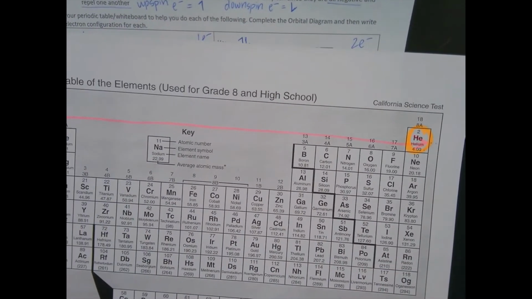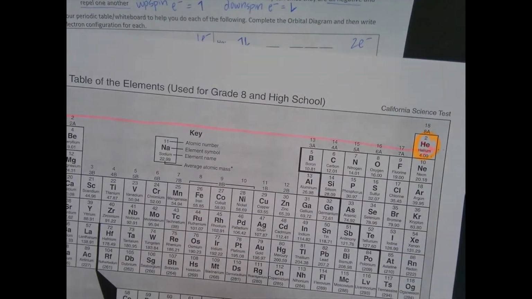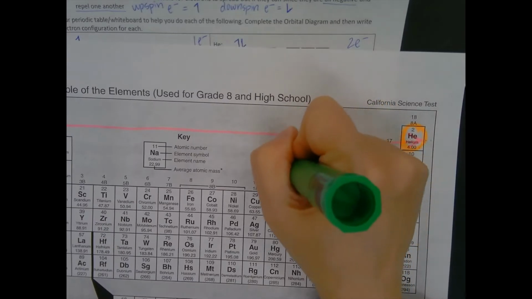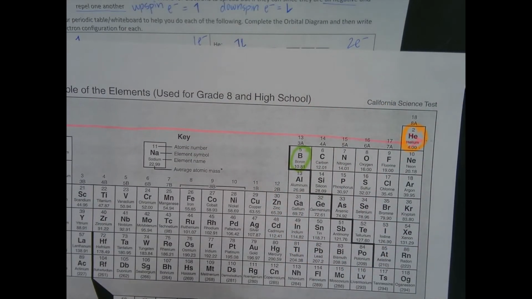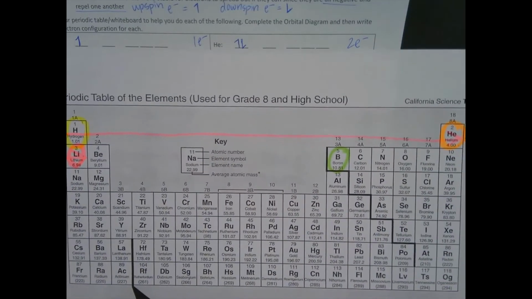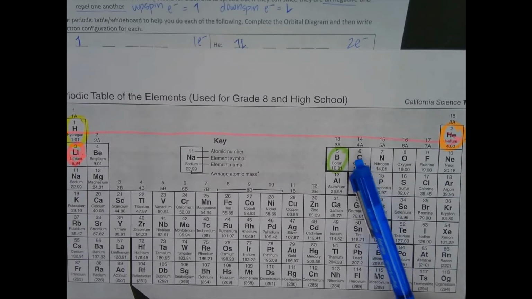Okay, let's keep moving. Let's look at boron. So boron now is over here. What energy level is boron? 2. And what block is this? P. So now I'm in the P block.